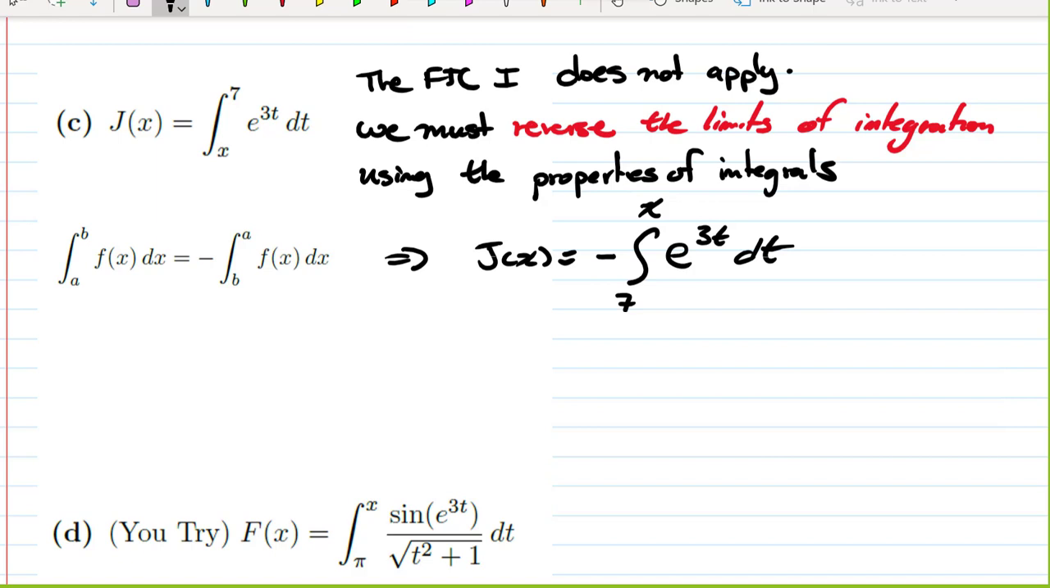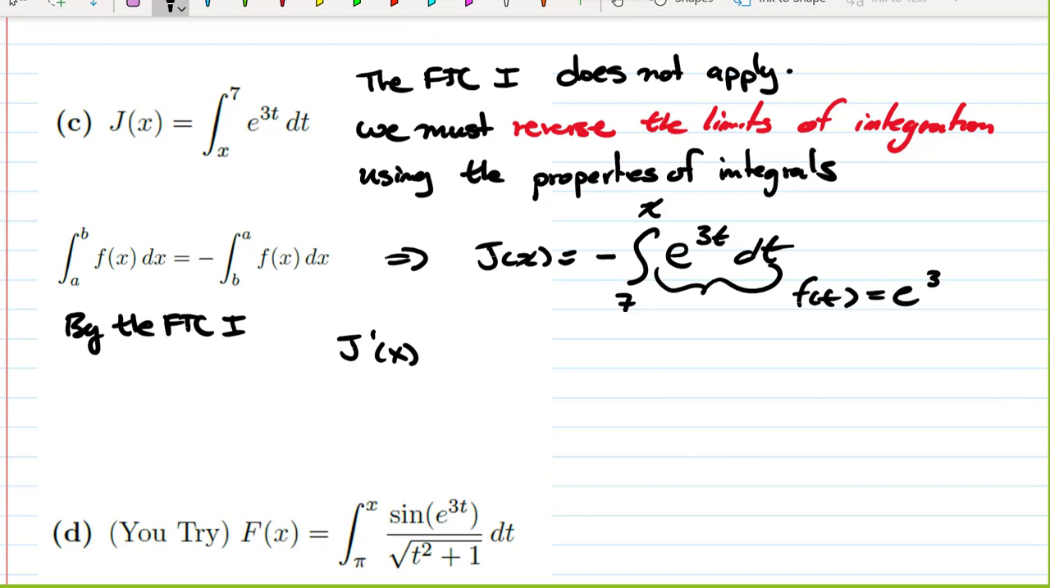Now this one is in the form for the fundamental theorem of calculus. So now by the FTC part 1, j prime of x is going to be, well, here I have my f of t is e to the 3t, and I have my minus sign, which I'm going to change the color of to emphasize, and it's going to come down. So j prime of x is going to be this, so negative of f of x, which is going to be negative e to the 3x.